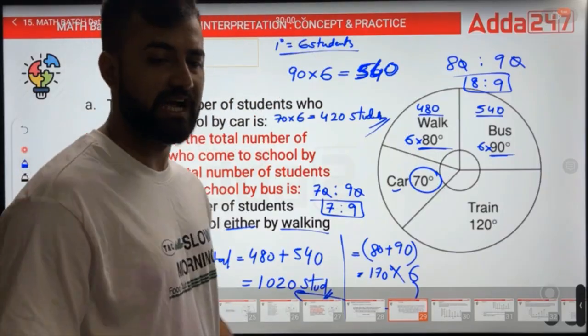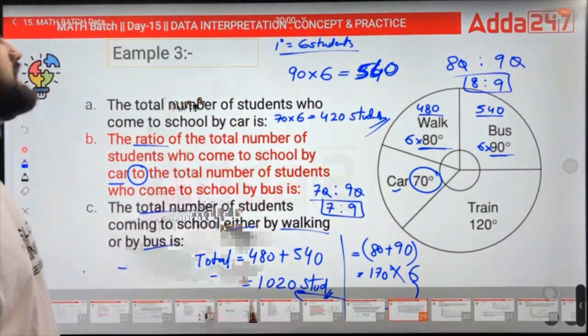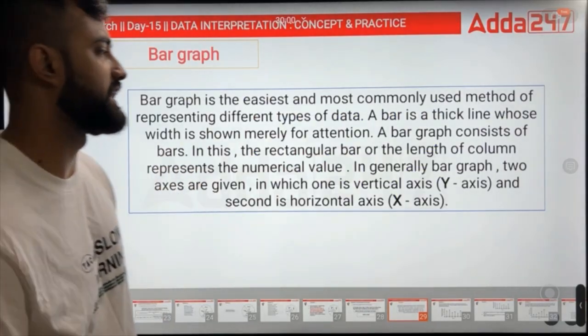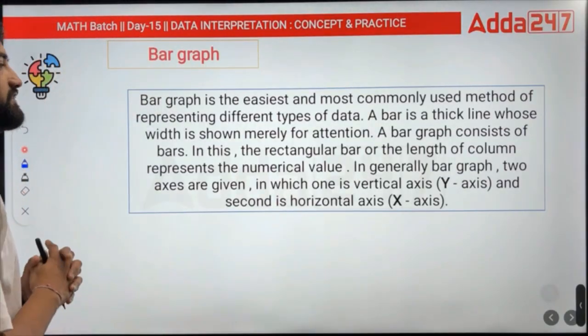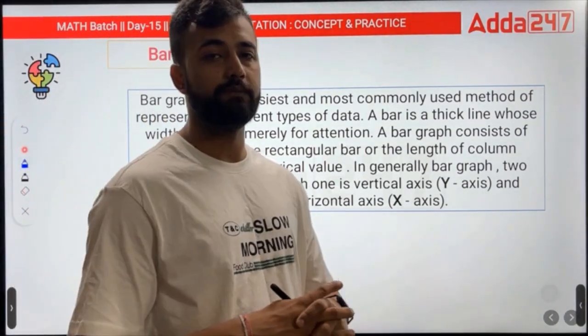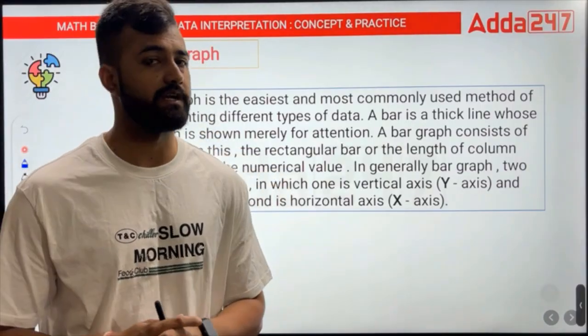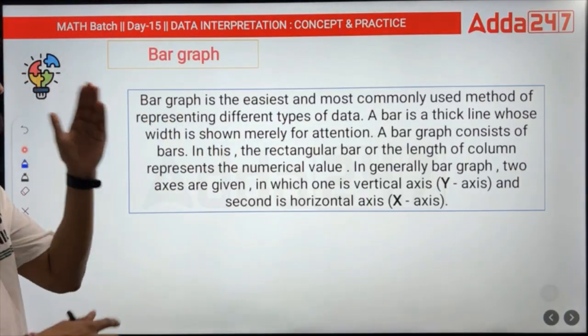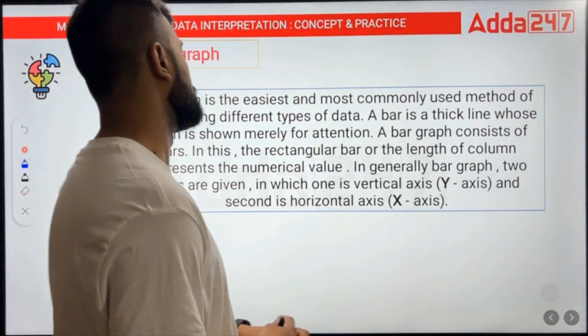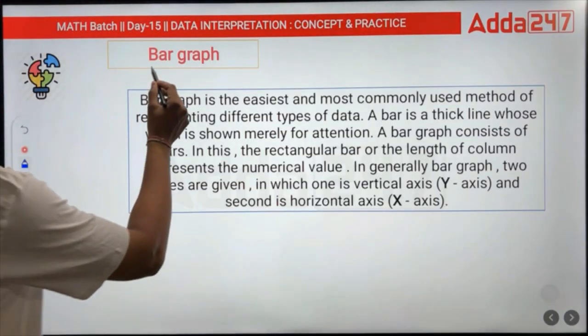Now let's come to the last step. The last step is your bar graph, and with this we can wrap up data interpretation. I know it's quite a boring topic, but you have to see your previous year papers. There you'll see at least one question coming from data interpretation. So that is why I'm doing it. Otherwise, I wouldn't have done it.